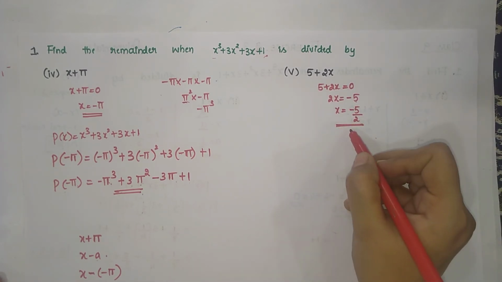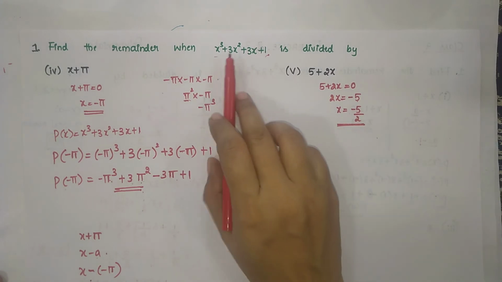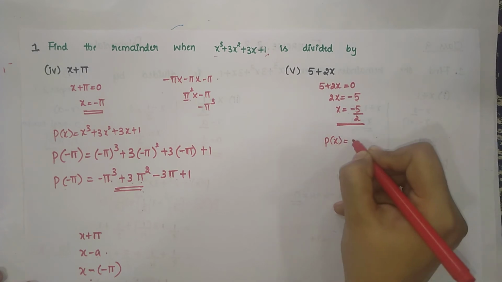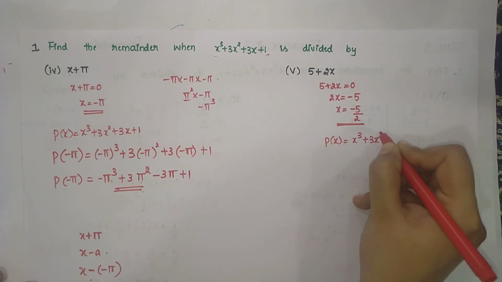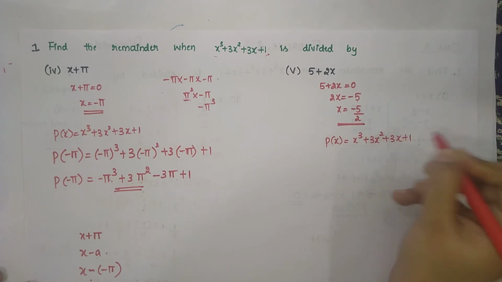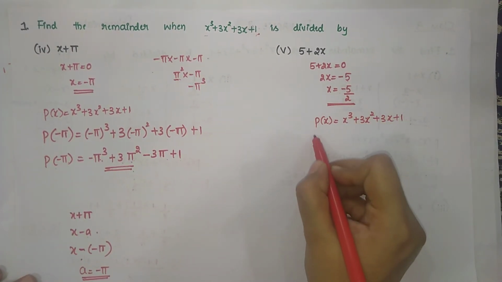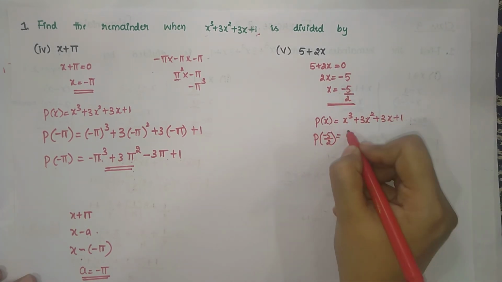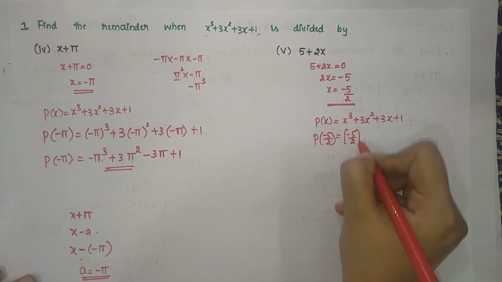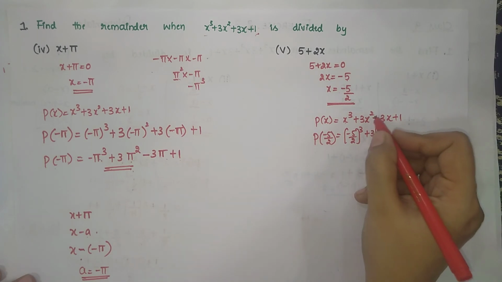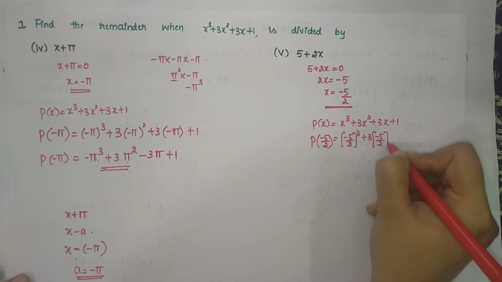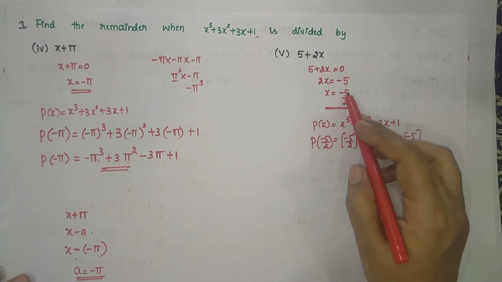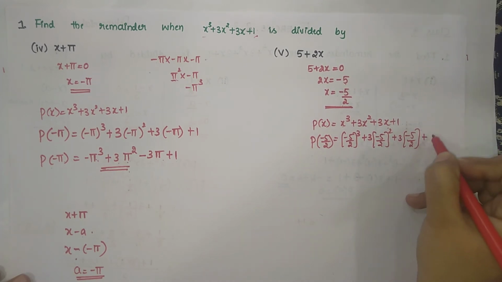So we got the value of x, and this value of x you have to replace in the given polynomial, the dividend p of x. So p of x is equal to x cube plus 3x square plus 3x plus 1. So p of x is nothing but p of minus 5 by 2. So it is x cube, minus 5 by 2 whole cube, plus 3 into x square, minus 5 by 2 whole square, plus 3 into minus 5 by 2, that is replacing x as minus 5 divided by 2, plus 1 as it is.